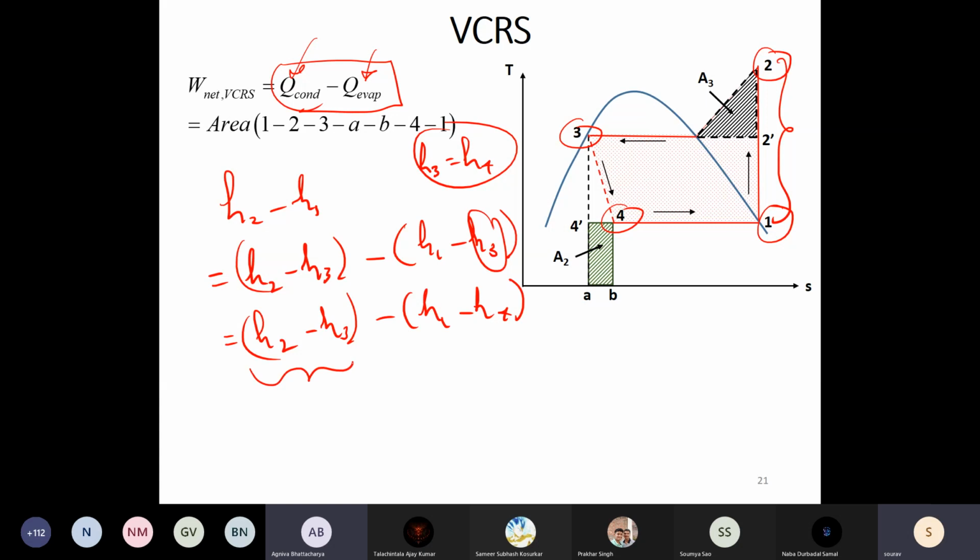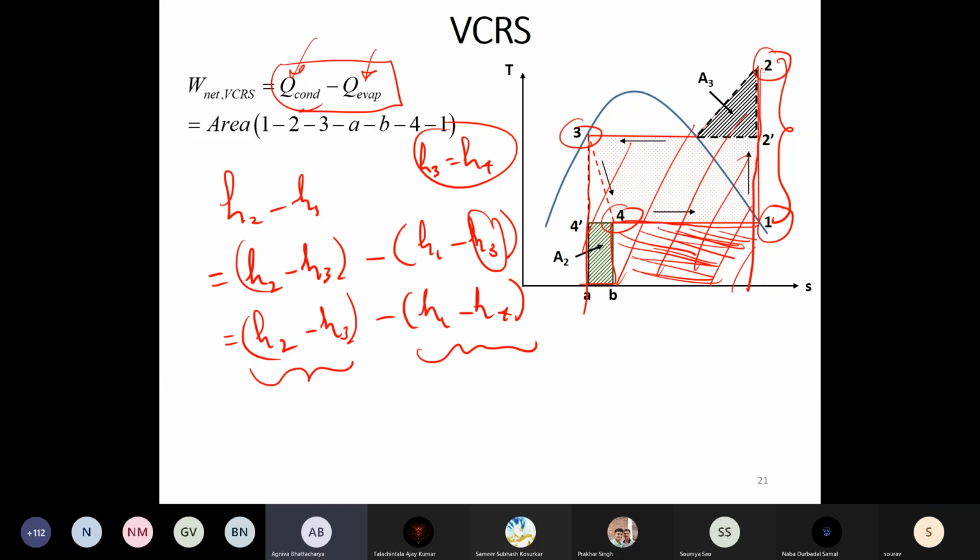Now H2 minus H3 minus H1 minus H4. H2 minus H3 is this area. H1 minus H4 is this area, the blue shaded area which I had called Q evaporator. Whatever is remaining is your work input. Okay. This directly comes from the first law of thermodynamics.